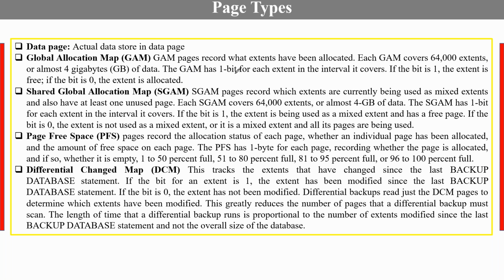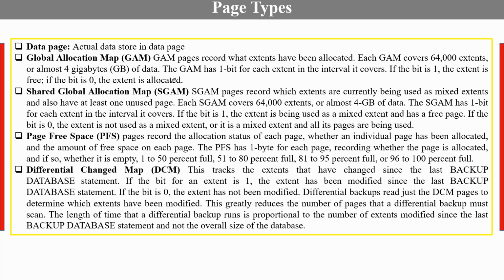The GAM page has bit values internally, sir. If a bit is one, the extent is free. If the bit is zero, the extent is allocated. Got it? If the bit is zero, that extent is already allocated, someone is using it, sir. If the bit is one, that extent is free. If you are performing new inserts, new creations, it will take that free extent only, sir.